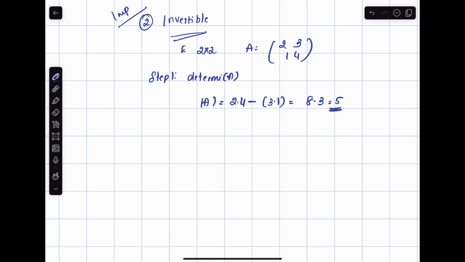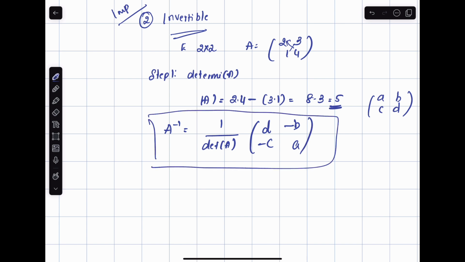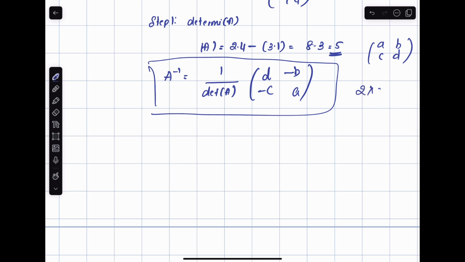Now the formula for A inverse for a 2 cross 2 matrix is 1 by determinant of A into, so this is a little bit different from 3 cross 3. So let us see that. Suppose you have a matrix, say A, B, C, D. In general, I'm writing A, B, C, D. You just have to interchange the elements D and A, and change the signs of B and C. Okay, interchange D and A and change the signs of B and C.